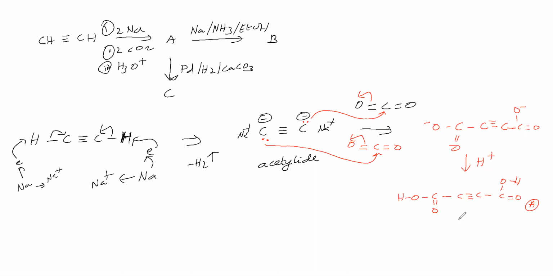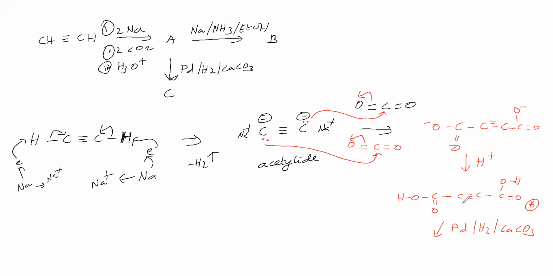So we got A. This A with palladium, hydrogen and calcium carbonate. Palladium hydrogen means catalytic hydrogenation.